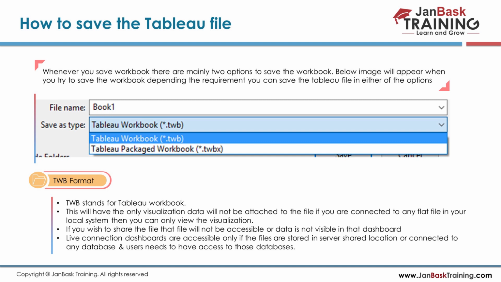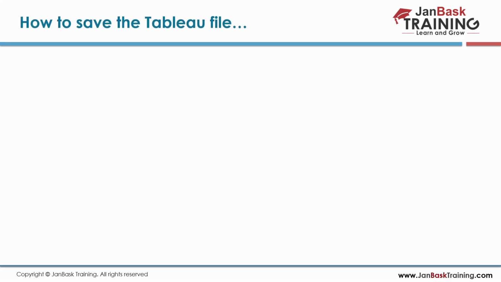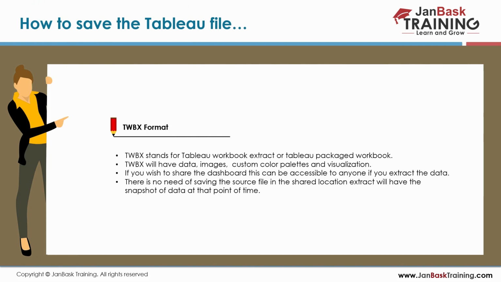If you are working with someone who doesn't have access to the data source which you are working with, you need to save that in the TWBX format and share it with them. So in TWB, only the visuals will be saved, no data. In TWBX, along with visuals, your data will also be saved. So if someone doesn't have any connection or access to the data sources, you might have to share the TWBX file.